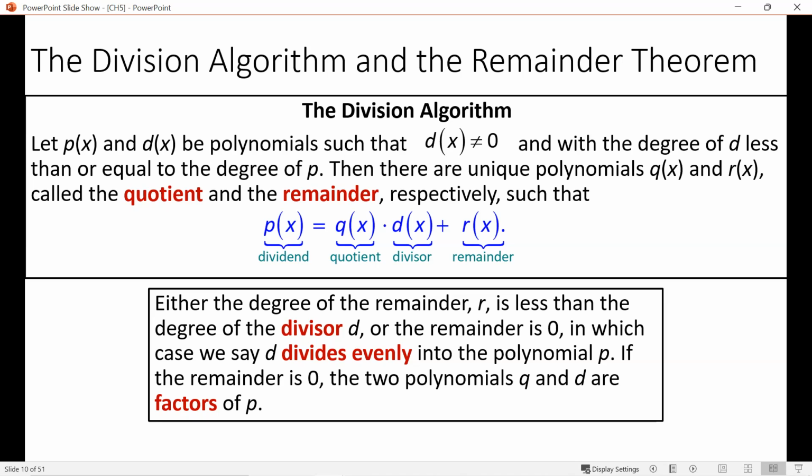Either the degree of the remainder R is less than the degree of the divisor D, or the remainder is going to be 0, in which case we're going to say that our polynomial D divides evenly into the polynomial P. If the remainder is 0, then the two polynomials Q and D are going to be factors of P. So you see how if we can divide our polynomial by another polynomial and get no remainder, then we will know that that other polynomial is a factor.